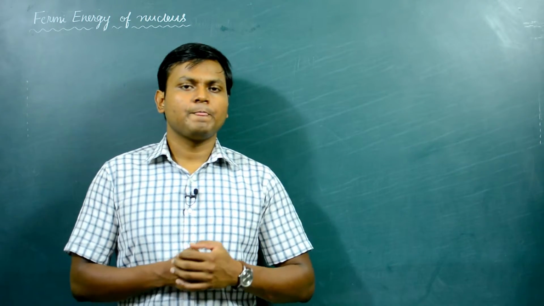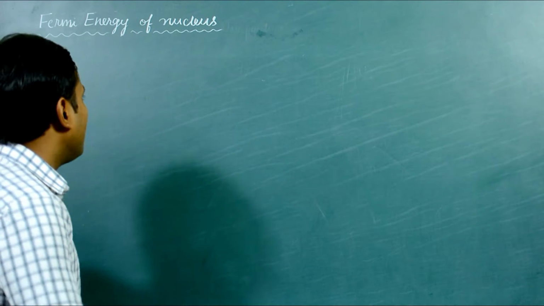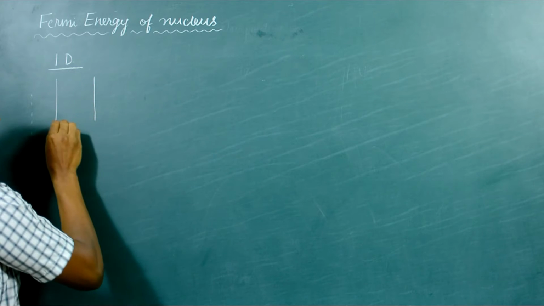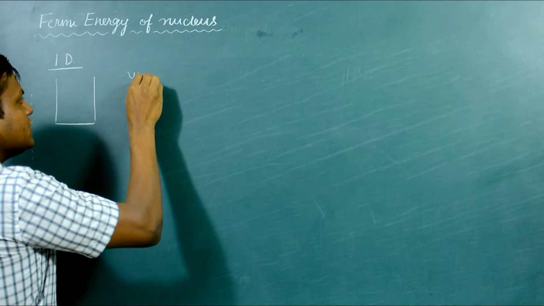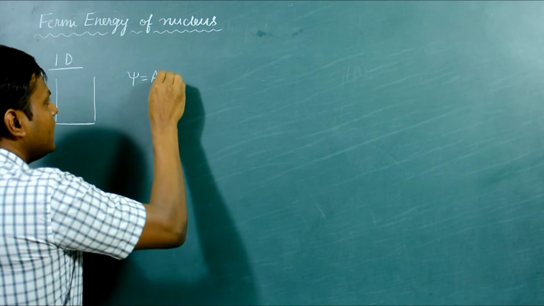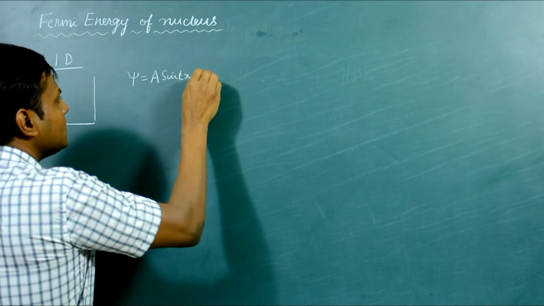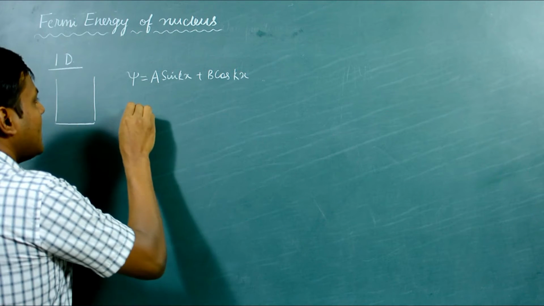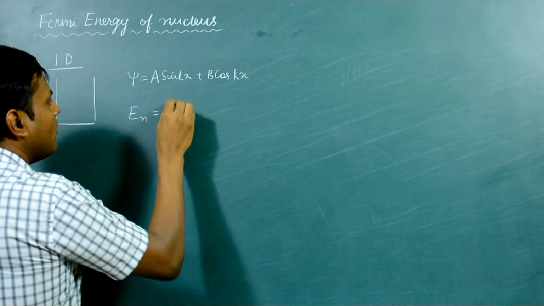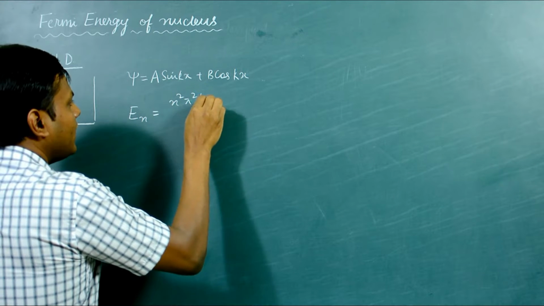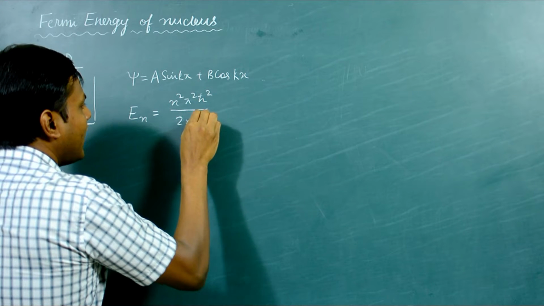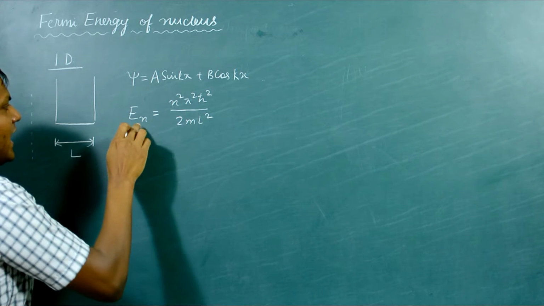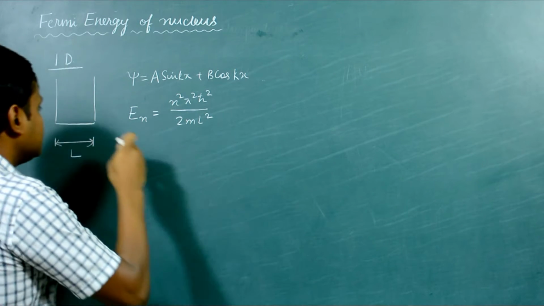So let's begin. As you already know, for a one-dimensional square well potential, which has a shape of this manner, the solution of the Schrodinger equation gives a wave function which has the form a sin kx plus b cos kx. The energy levels are quantized and have the form n squared pi squared h cross squared by 2 m L squared, where L is the width of the potential well and E_n represents the quantized energy levels.